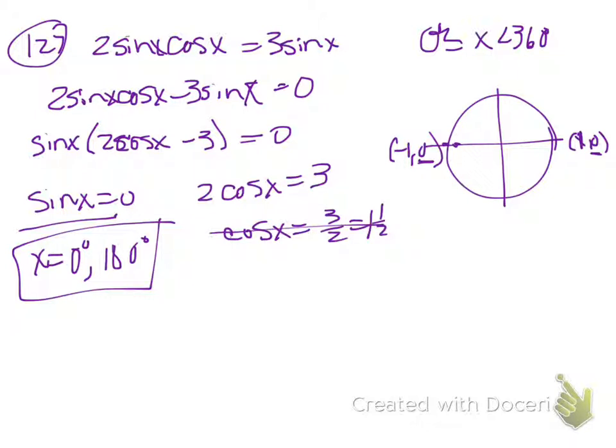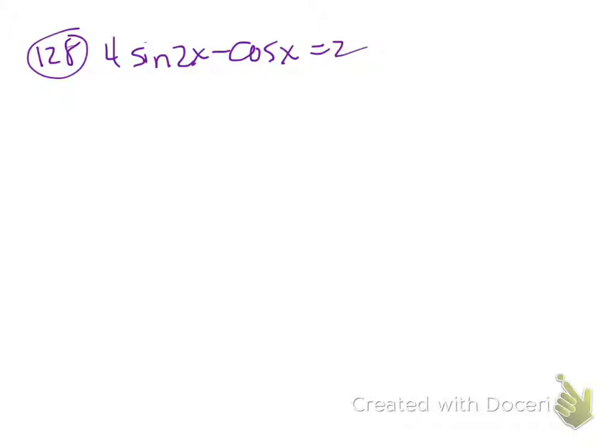For 128, it tells you that you're going to use the calculator in radians and go to 3 decimal places. I will have to put the pictures in here for that. So for 128, it has 4 sine of 2x minus cosine of x is equal to 2.